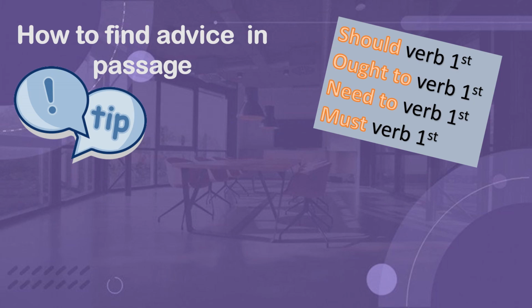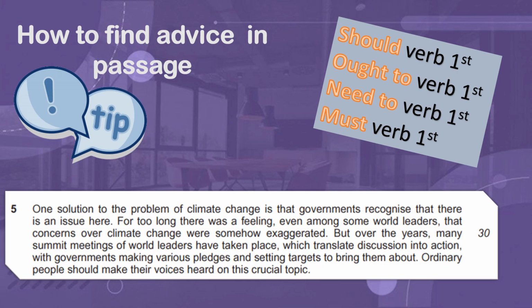So let's see in paragraph number 5, and I'm sure that you can easily spot it here. Yes, it's the last line: ordinary people should make their voices heard. See the use of should make their voices heard. So the same line you are going to copy where paragraph number 5's advice is asked, and please keep in mind that where paragraph number 3's advice is asked, you write the advice from paragraph number 3, and where there is a place for paragraph number 5's advice, give it there.